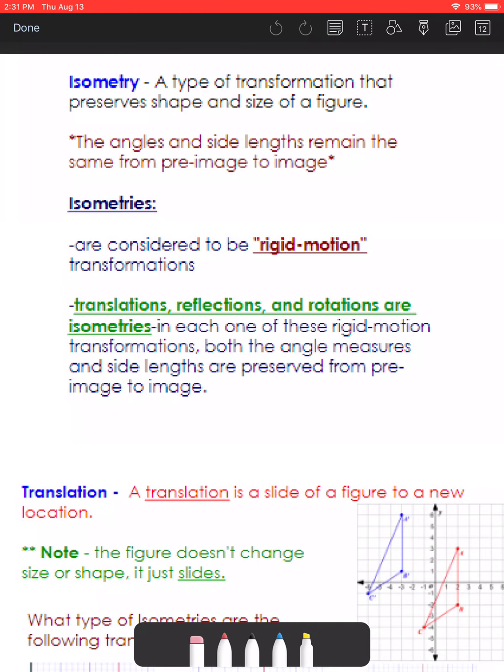A dilation is not an isometry. And in case you're wondering why, the reason is because the side lengths don't remain the same length. So a dilation is not an isometry. However, translations, reflections, and rotations are in fact isometries.